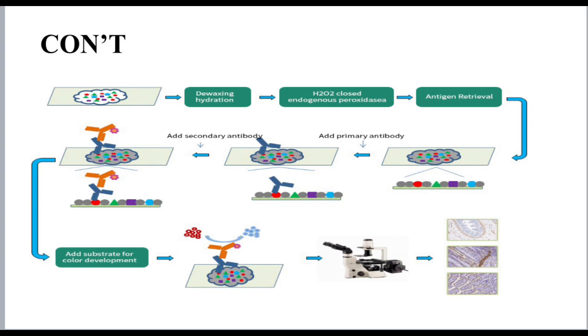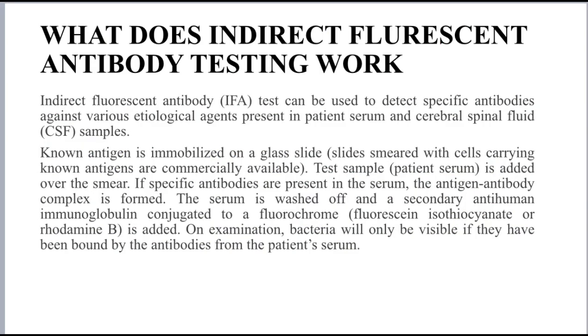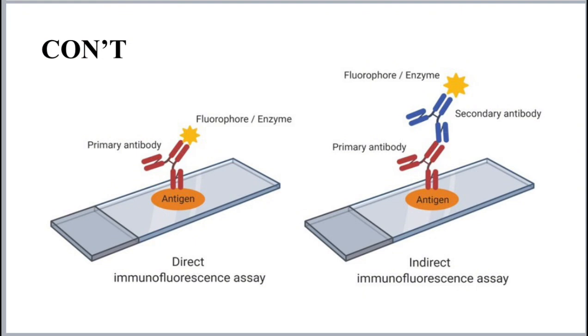In detection, we have two methods. The first method is fluorescence microscopy, where we visualize the sample under a fluorescence microscope. The second one is colorimetric detection. In colorimetric detection, we use enzyme-linked antibodies to change the color. Then the second question is, how does indirect fluorescent antibody testing work?